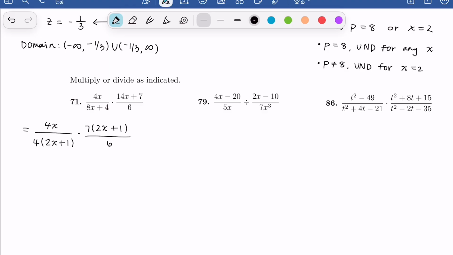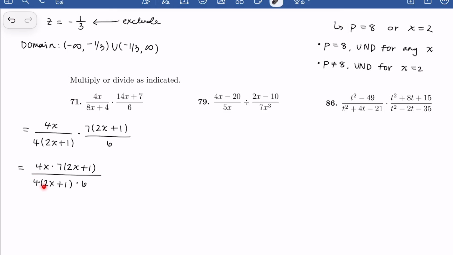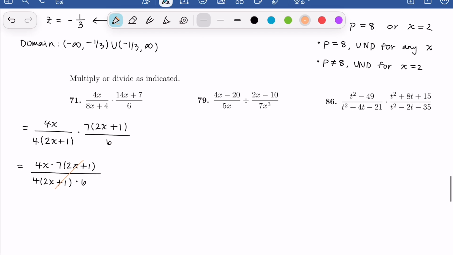All right, now let's go ahead and multiply straight across. So 4x is multiplying 7 times 2x plus 1, and then everything in our denominator here is multiplying 6. Now that we have everything in factored form and multiplied straight across, we can easily see that some things are going to cancel. We have a 2 plus x in the numerator and the denominator, so these guys can cancel. And then we also have a 4 in the numerator and a 4 in the denominator.